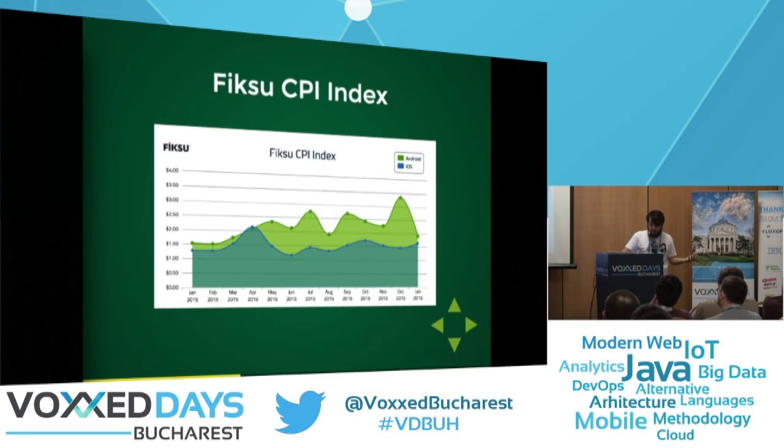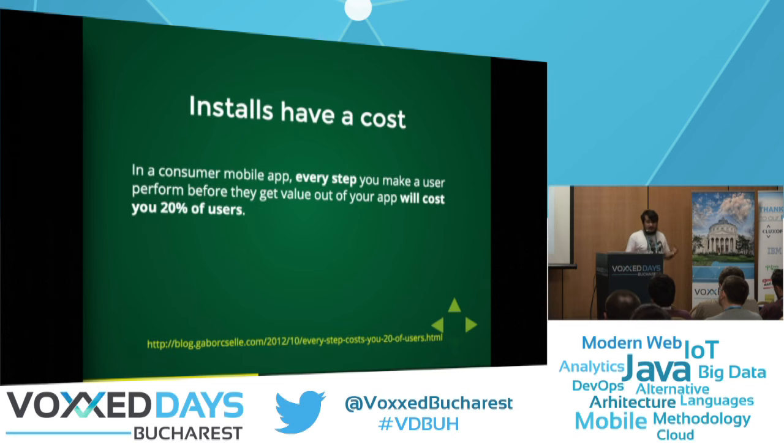And there's a company called Fixu that has something called the cost per install index. This is basically a chart that plots how much companies are paying to get the user to install their app on various platforms. So it's about $3.50 on Android and almost $2 on iOS. So for every user that installs your app, you pay that amount. Multiply that by the amount of users you want to get, and you get a high amount. And installs have a cost.